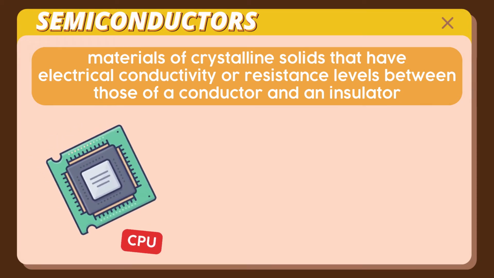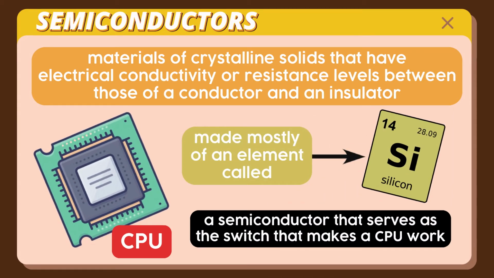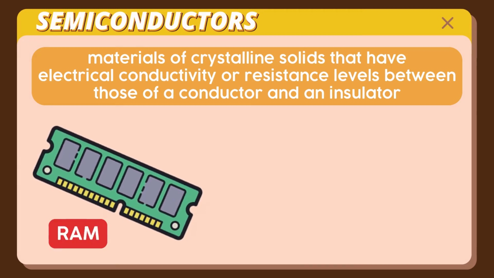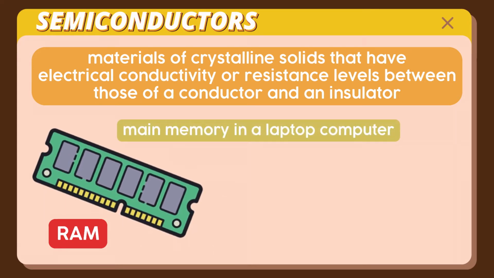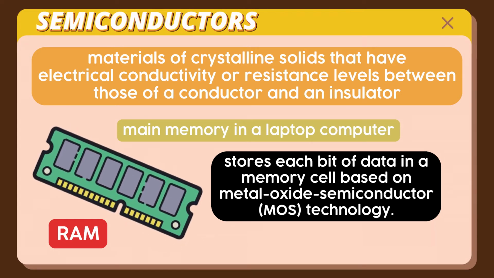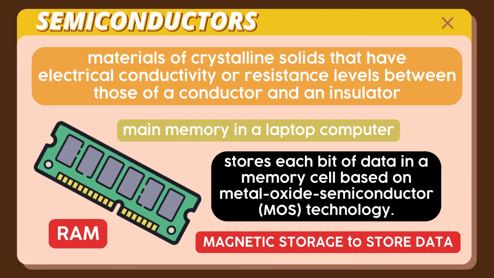The CPU or the central processing unit is made mostly of an element called silicon, which is a semiconductor that serves as a switch that makes a CPU work, while RAM or the random access memory, or simply the storage of a device, is the main memory of a laptop computer. It stores each bit of data in a memory cell consisting of a tiny capacitor and a transistor, both typically based on metal oxide semiconductor technology. Also, laptop computers use magnetic storage, which is a storage technique that uses patterns of charged particles on a metallic surface to store data.